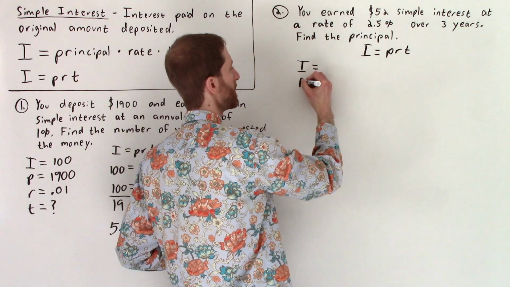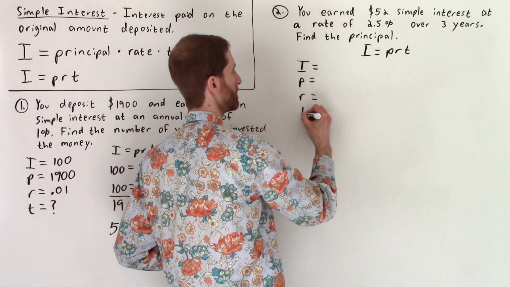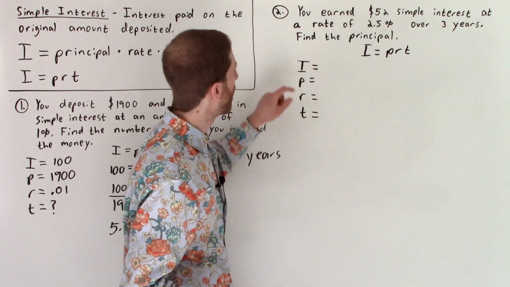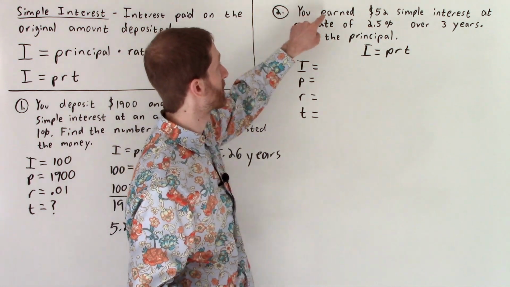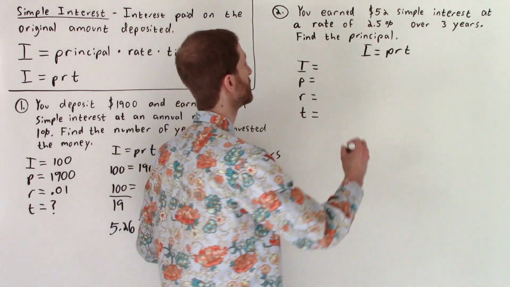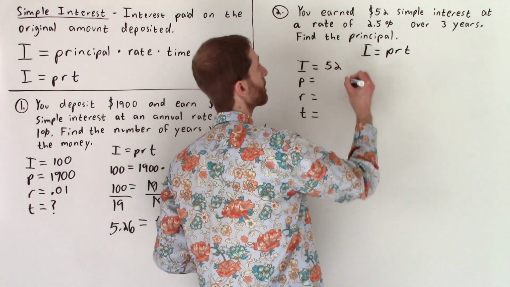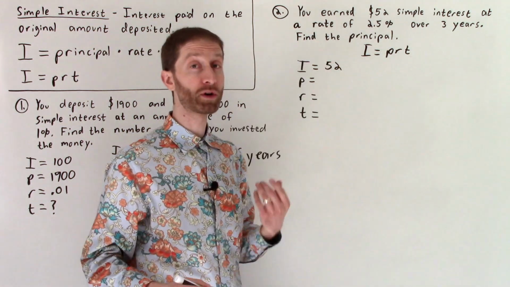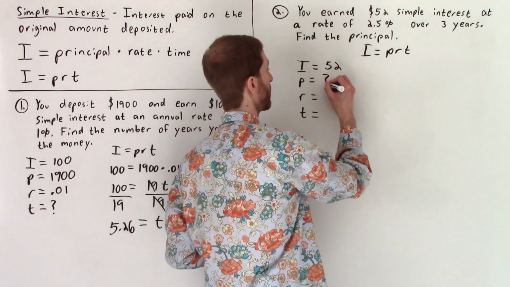I equals, P equals, R equals, and then T equals. So the interest, well, we have that. That's the first amount that we're given. We earned $52. It actually, at the end of the problem, said we were going to find the principal. So I don't have that.